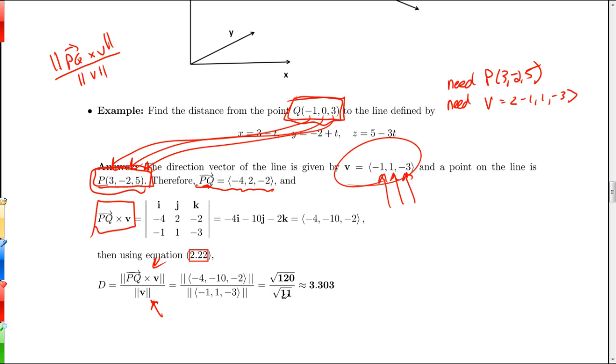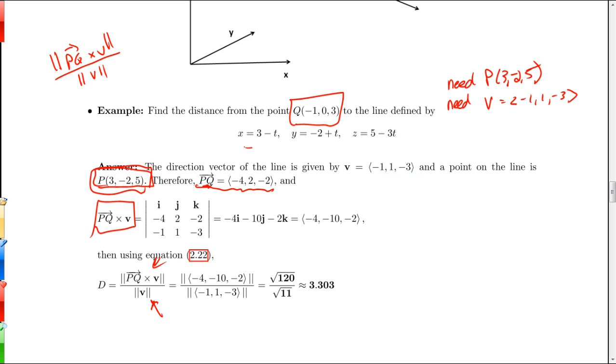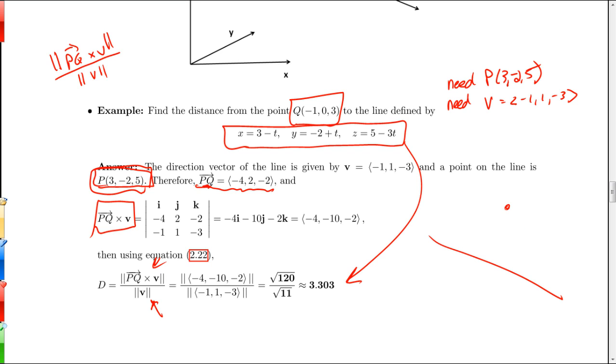So the distance between that point, Q over here, and this line defined by these parametric equations is 3.303. And again, what that means is if I have a point and a line, that distance is the shortest distance to the line. Right? 3.303. Q, and this is the line. Alright, so that's a little divergence into the distance from a point to a line.